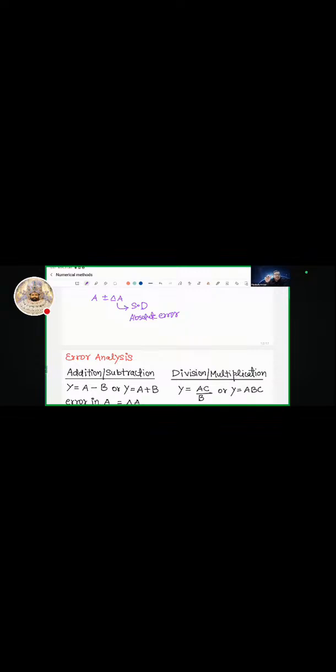So I have some parameter A. In this A, I have some error, which is delta A. Similarly, I have some quantity B, and in this B, I have some error delta B. So delta A and delta B are called absolute errors. So what do we call this?